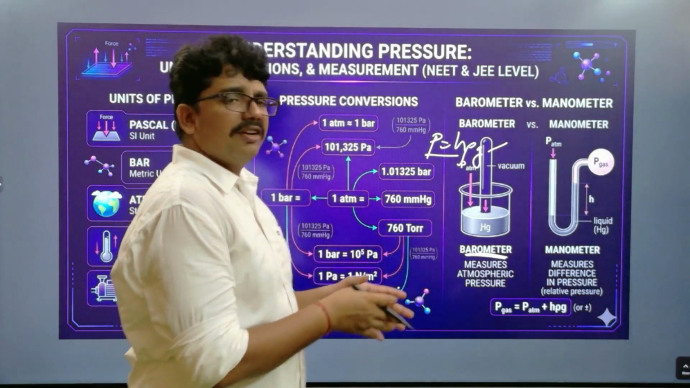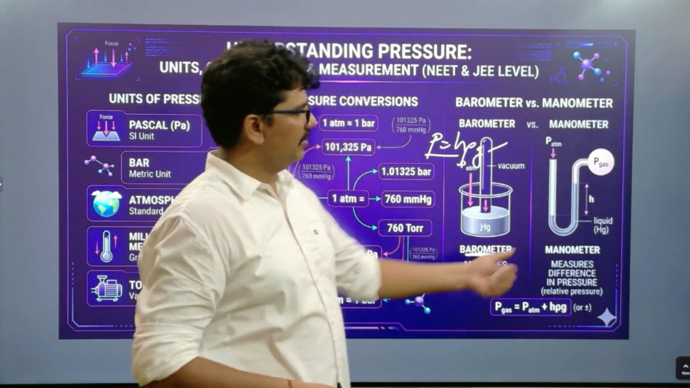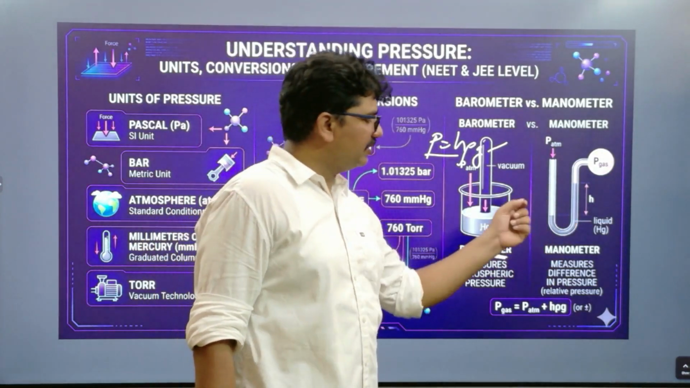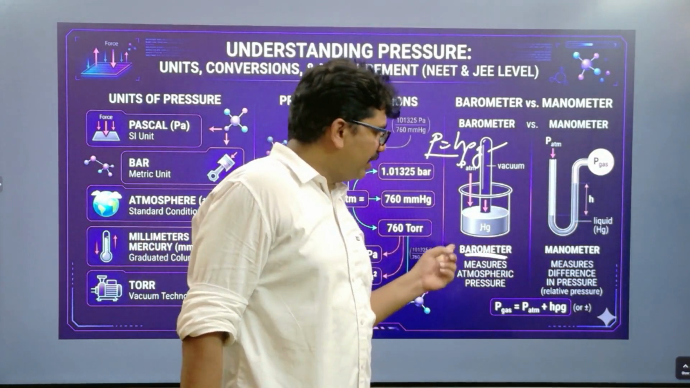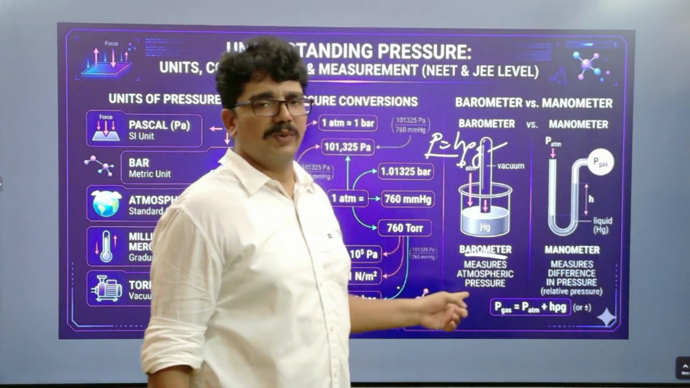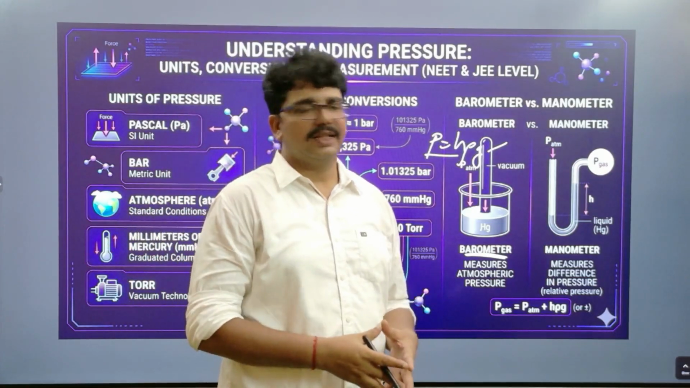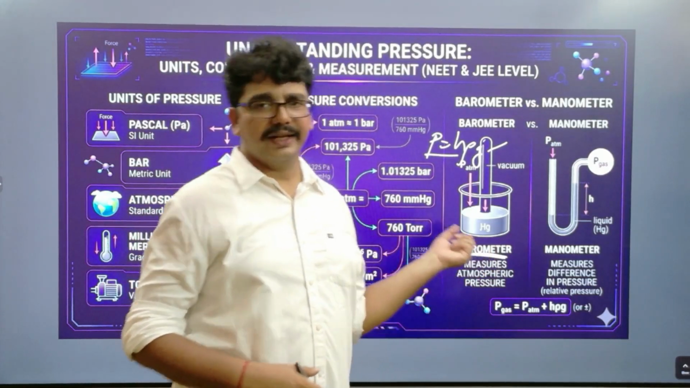But the pressure of a specific gas is measured by manometer. This is a manometer. Gas pressure is measured by manometer and atmospheric pressure is measured by barometer. So there are two different manometers. In physics also you will study that: open end manometer and closed end manometer.